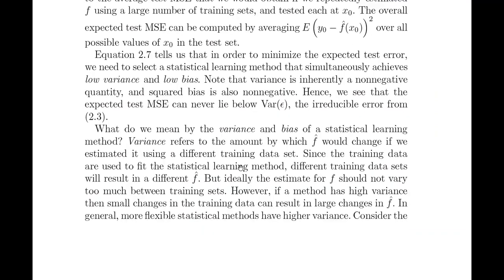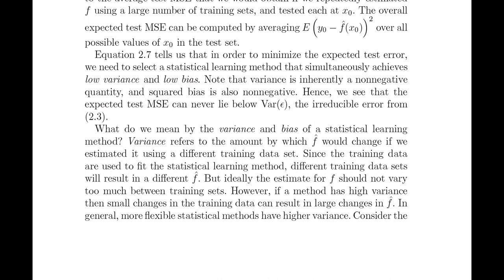What do we mean by the variance and the bias of a statistical learning method? Variance refers to the amount by which f hat would change if we estimated it using a different training data set. Since the training data are used to fit the statistical learning method, different training data sets will result in a different f hat, right? This stands to reason, depending on the data that you're using, that's going to directly impact the f hat that you are building over here.